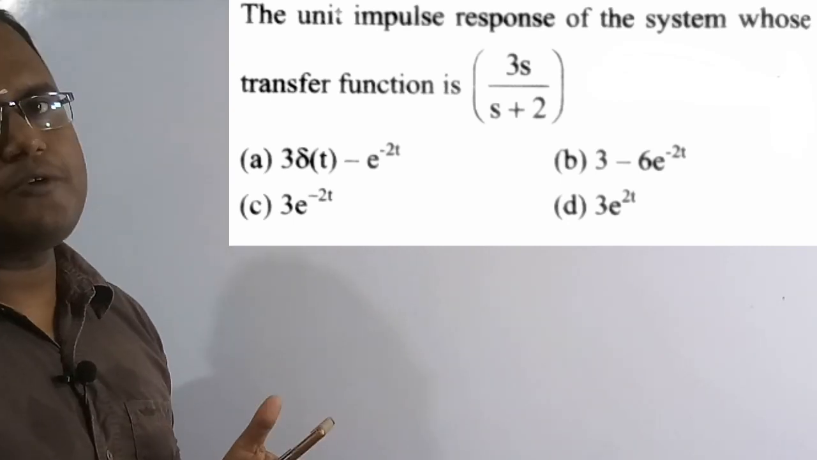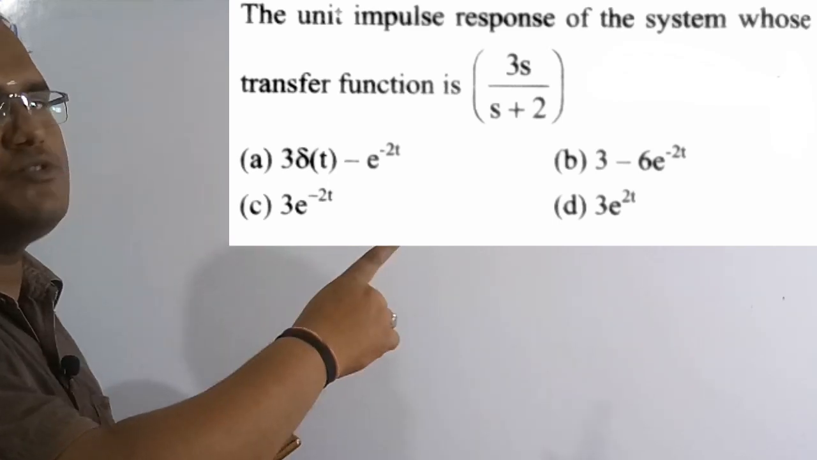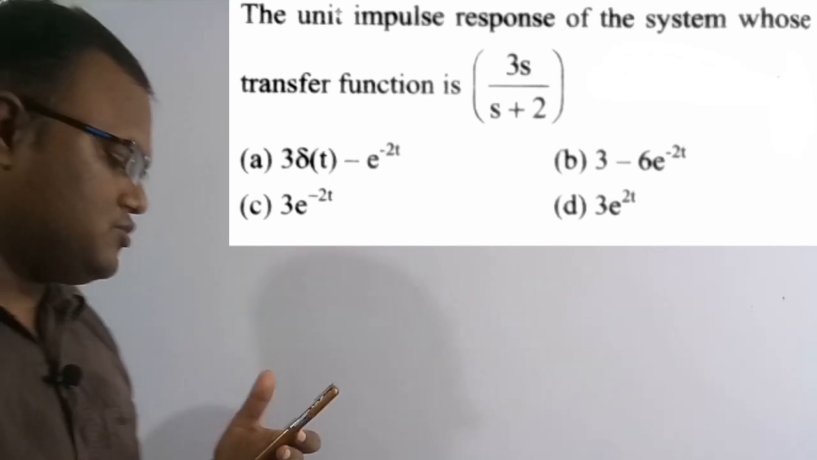Here, out of the 4 options, no option is correct. Means there is no solution for this question. Means all the options which are given in this question are incorrect. So let us solve this numerical.